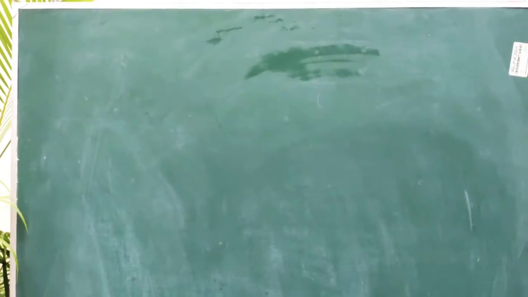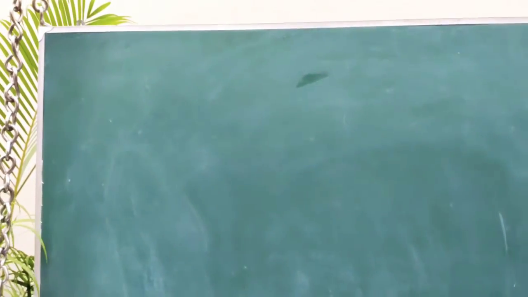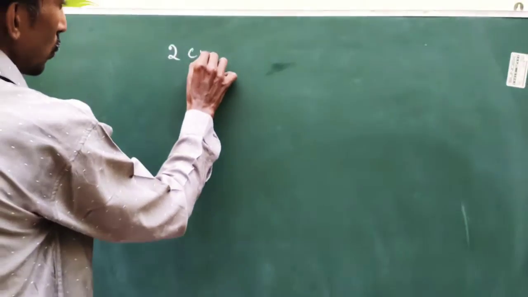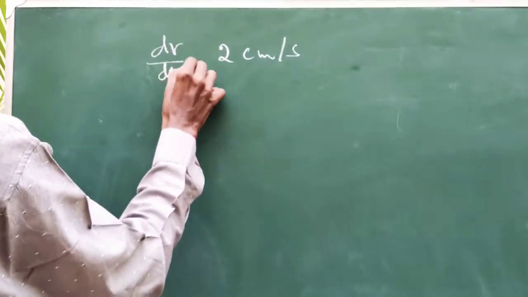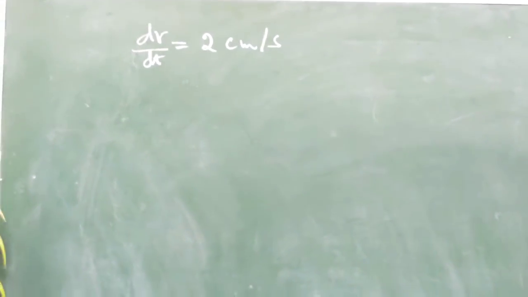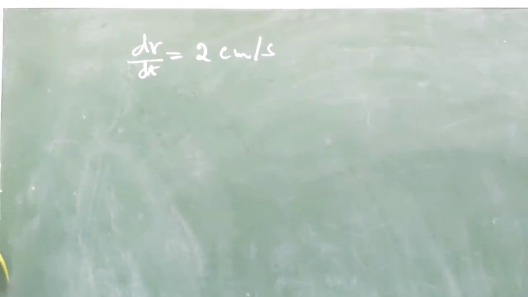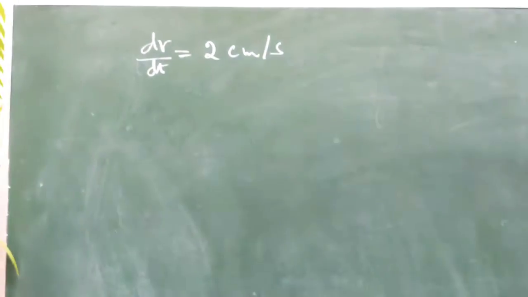My dear students, today we are going to solve the remaining problems in exercise 7.1. Question number 6: a stone is dropped into a pond causing ripples in concentric circles. The radius r of the outer ripple is increasing at 2 centimeter per second. That means dr by dt is given, the rate of change of the radius. When the radius is 5 centimeter, find the rate of change of the total area of the disturbed water. So that is the question.